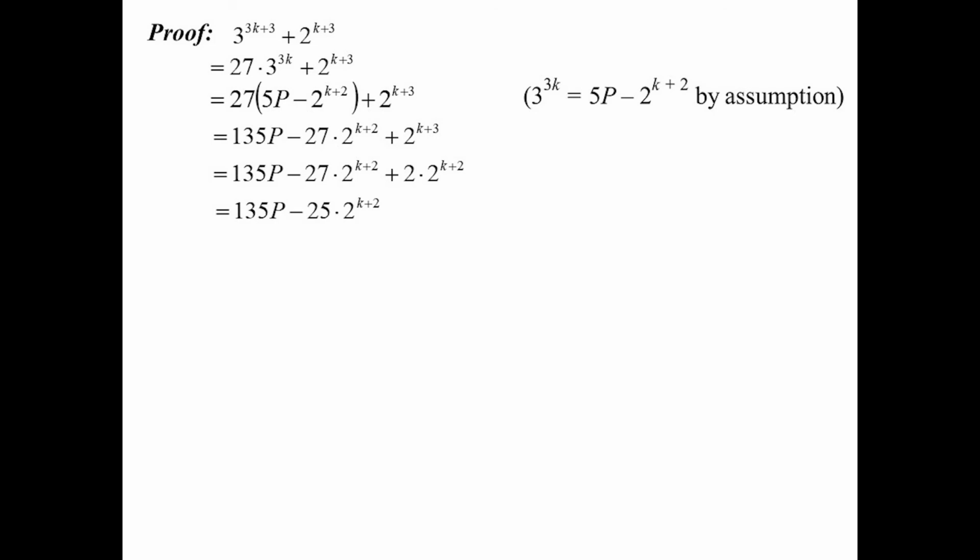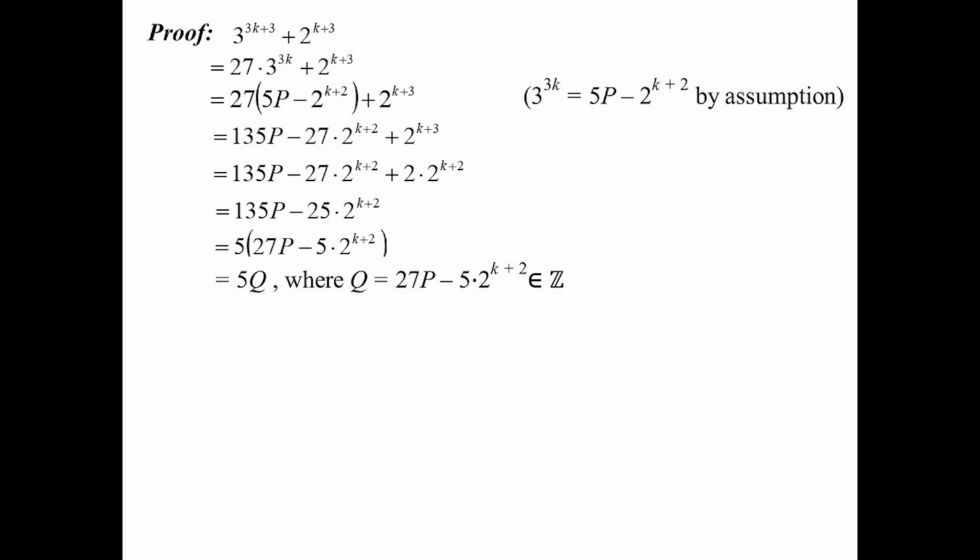Negative 27 lots plus 2 lots would be negative 25 lots. And now it's divisible by 5, because I can pull out a common factor of 5 and I'm left with 27p minus 5 times 2 to the power of k plus 2. And that would be an integer, because 2 to the power of an integer would be an integer. 5 times an integer is an integer. And an integer minus an integer would be an integer.